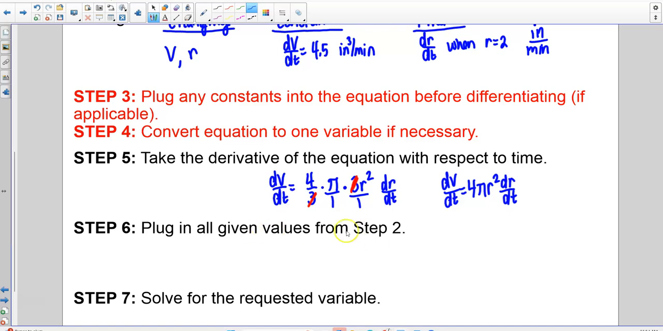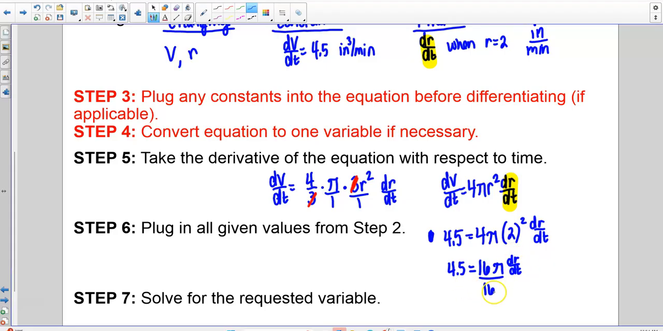We need to plug in all values from step 2. So we are trying to find dr/dt. It will not be replaced. Everything else should get replaced. So we've got dV/dt is 4.5. We've got 4 pi. Our radius is 2. And dr/dt is not going to be replaced. So 2 squared is 4. 4 times 4 will give you 16. So we've got 4.5 equals 16 pi dr/dt.